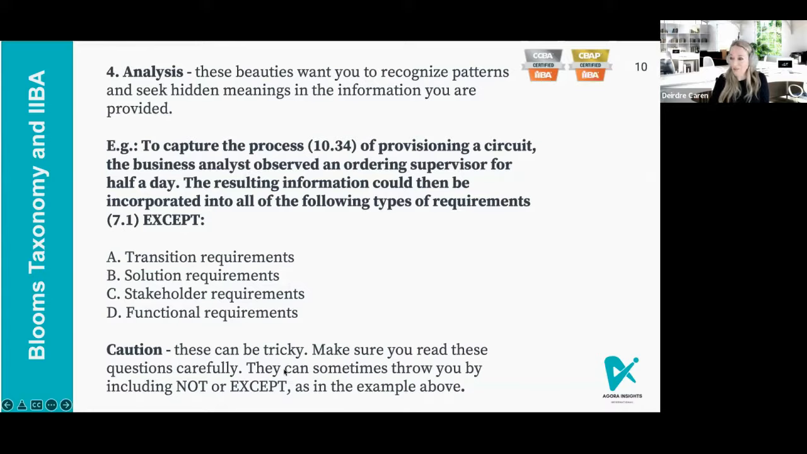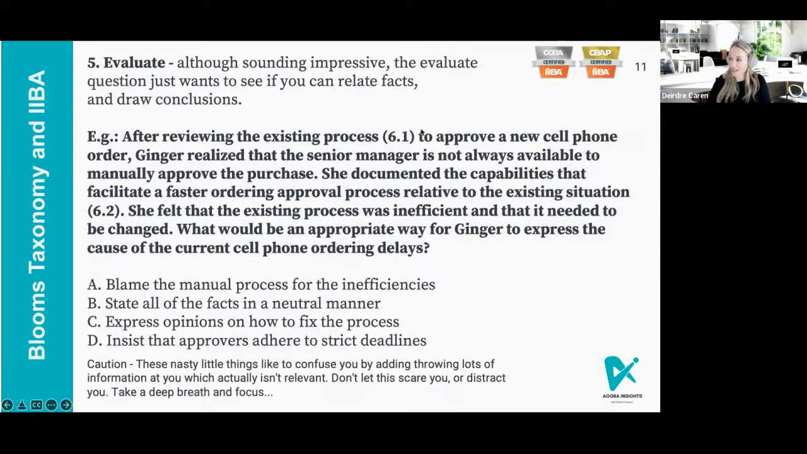So these can be tricky, and they do like to ask except questions, which is very annoying. My advice is to make sure that you can see that first, and then you realize it's a process of elimination. Let's go to our next poll.